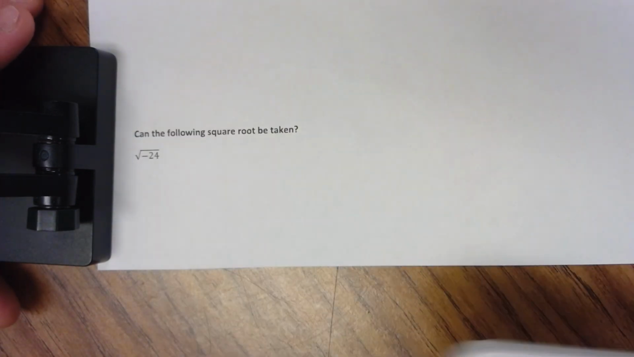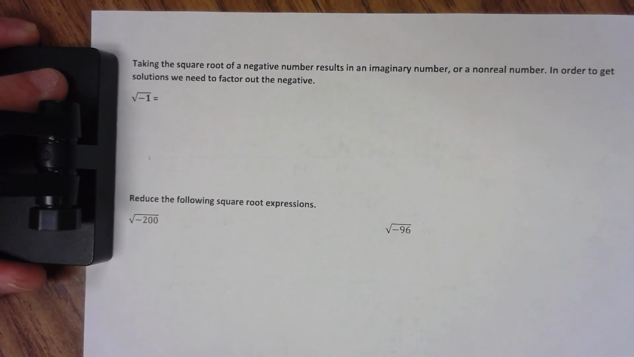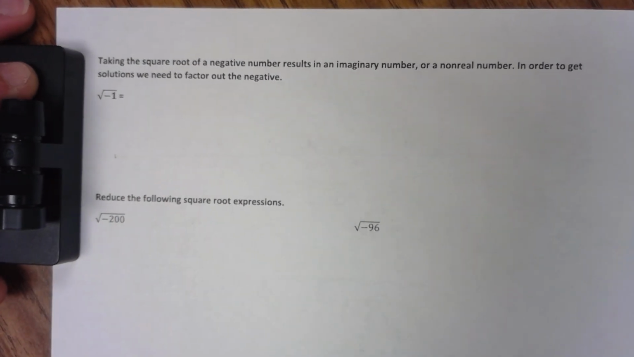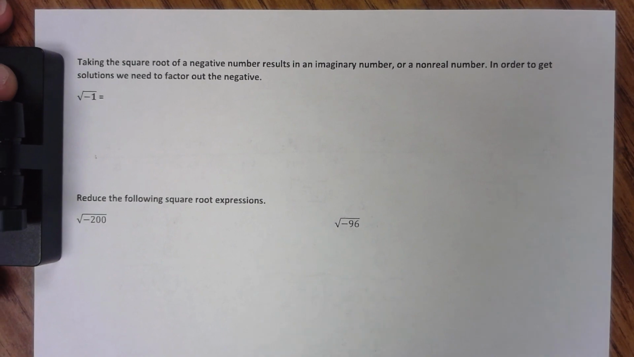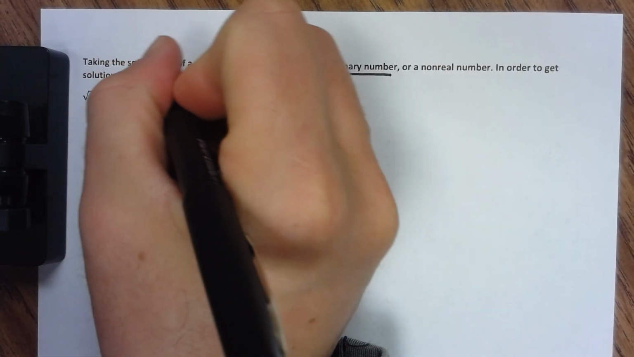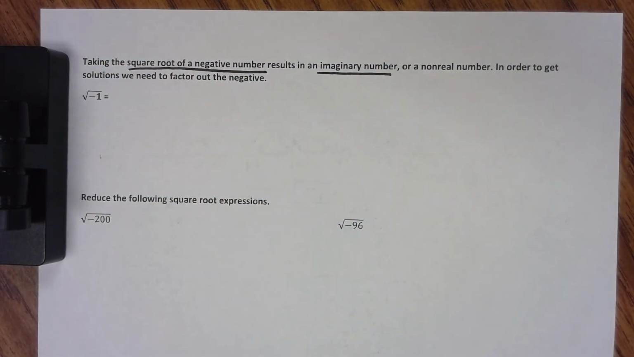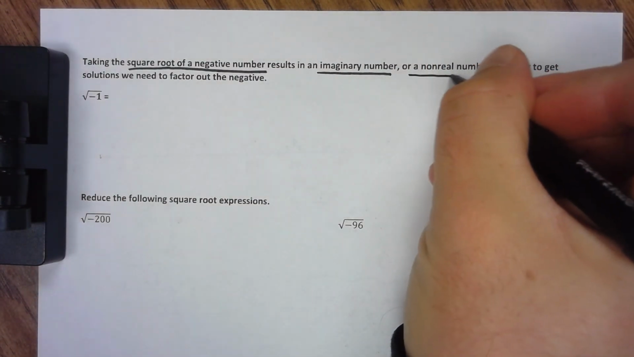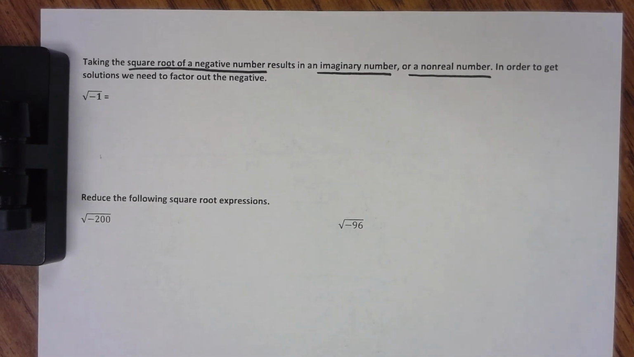Okay, so can the following square root be taken? You know what, let's just add right into it. Let's start here. Okay, answer was no. We can't take the square root of it without it being real. Okay, but taking the square root of a negative number results in what's called an imaginary number. So square root of a negative is what's called an imaginary number. Okay, it is also referred to as a non-real number. So if you hear either one of those, it's referring to it being imaginary. And in order to get solutions, we need to factor out the negative.